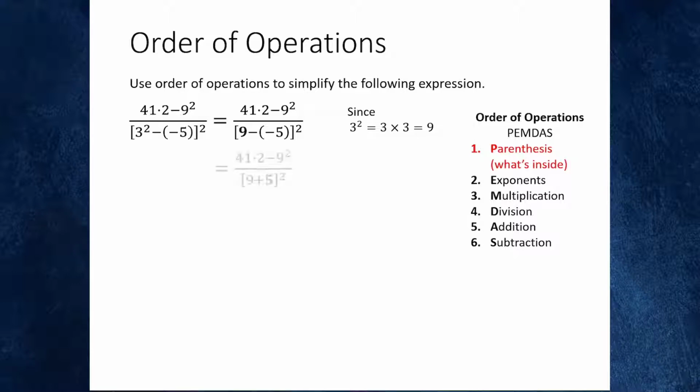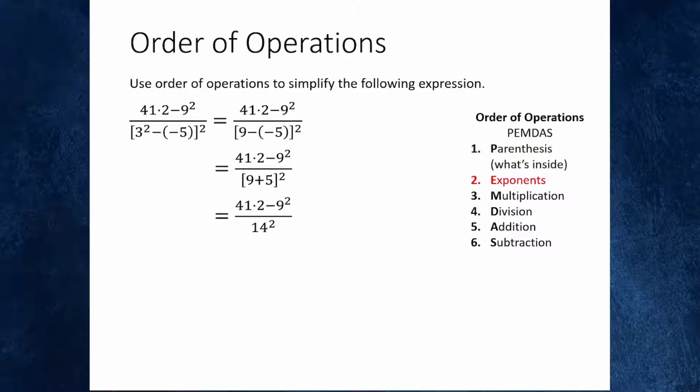And then the next thing I'm going to do is take care of the minus negative 5. Minus negative 5 is the same as positive 5. So make it 9 plus 5 instead of 9 minus negative 5. So we're still working on what's on the inside of the parentheses. Now we're going to go ahead and add together 9 plus 5 inside the parentheses to get 14. So now it's turned into 14 raised to the second power. So now we've taken care of what's on the inside of the parentheses.